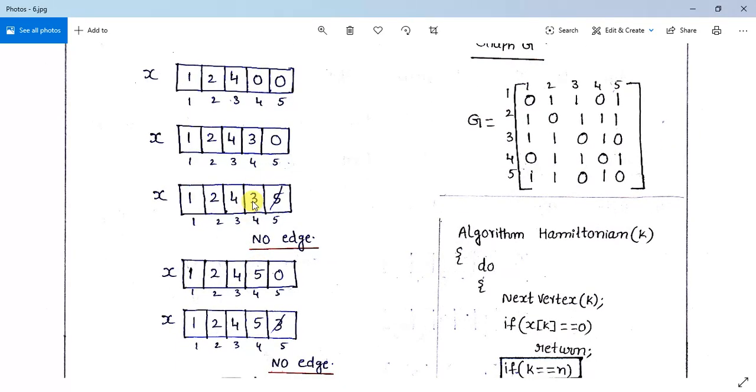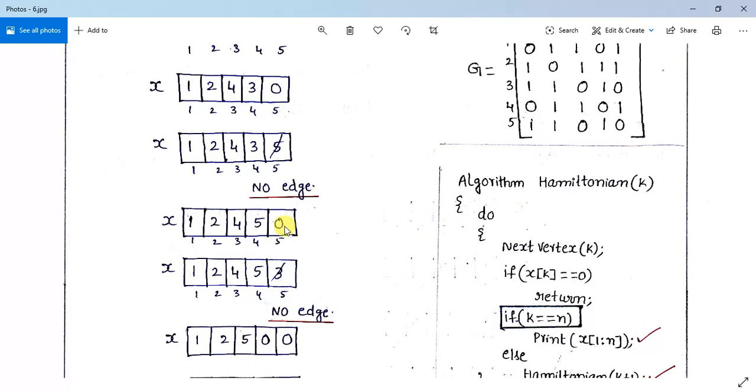What are the possible values here? 1 is visited, 2 is visited, 3 is not possible, 4 is visited. So can I put 5 here? Let's check that one. If I put 5 here, is there any edge from 4 to 5? 4 to 5, is there any edge? Yes, edge is present, so I can put 5 here.